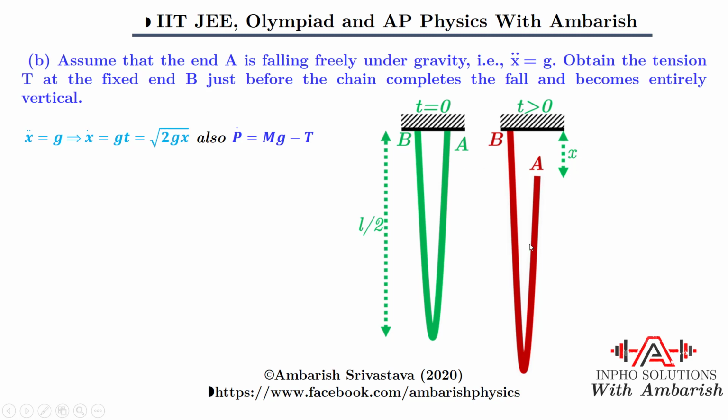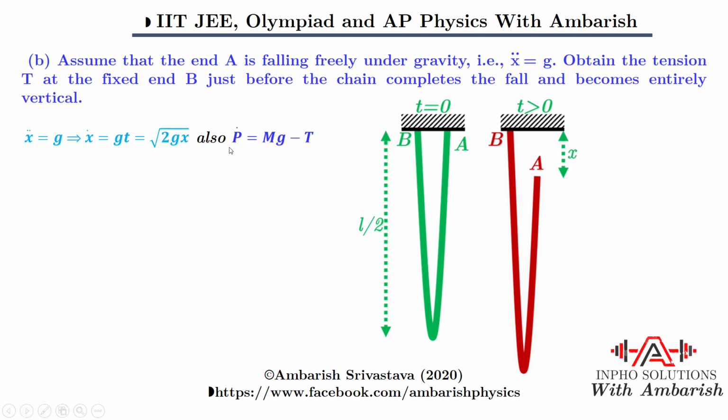So when the chain is becoming entirely vertical, this x is going to become equal to the total length of the chain, that is L. So now how do we solve this? x double dot is given as g and x dot is gt, which can also be written as root 2gx because it's in free fall. This is a standard result that you use when things are dropped and fall through a distance x under gravity.